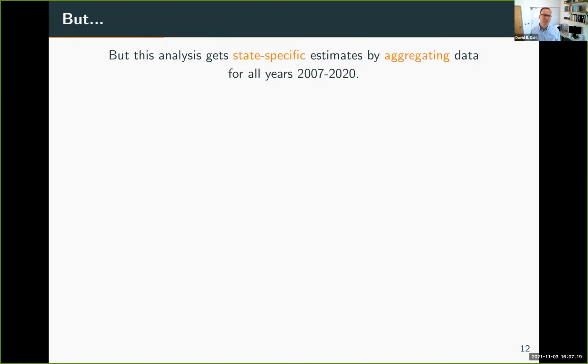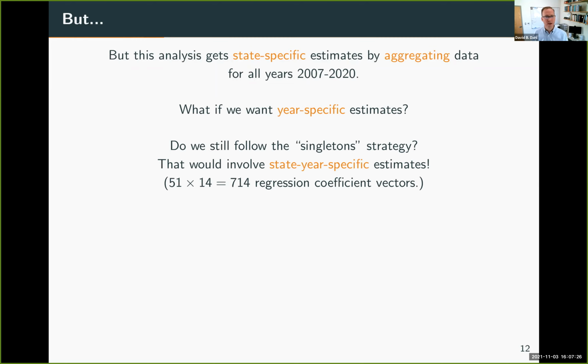But doing this analysis requires us to aggregate the data from all the years 2007 to 2020. But what if we wanted to do some year-specific estimation? Now, if we still follow the state-by-state strategy, the singleton strategy, that would involve state-by-year specific estimates. And so there's something like 714 regression coefficients in that context. I'm sorry, 714 regression coefficient vectors to estimate in that context.